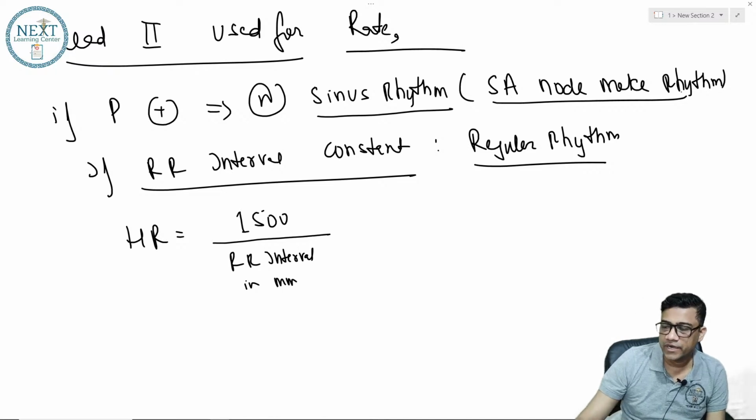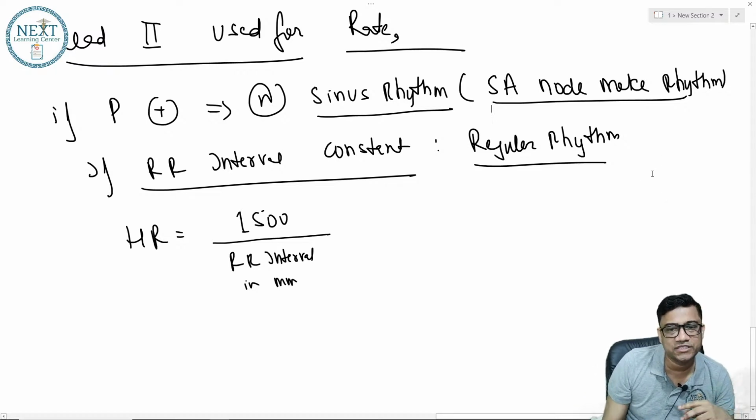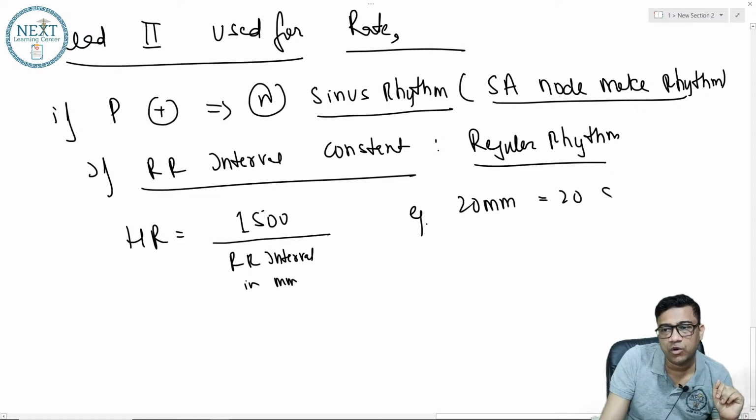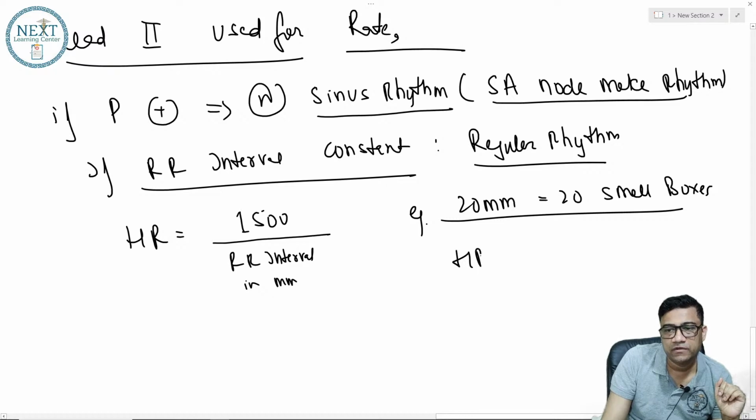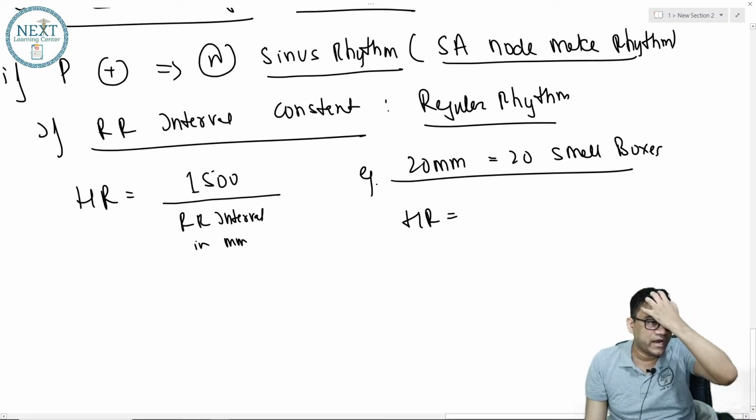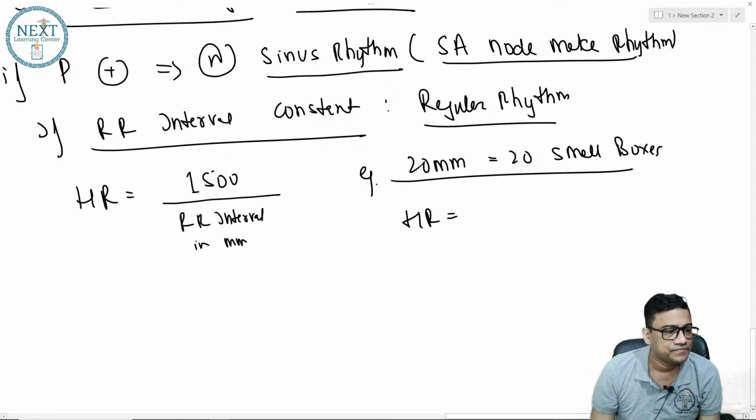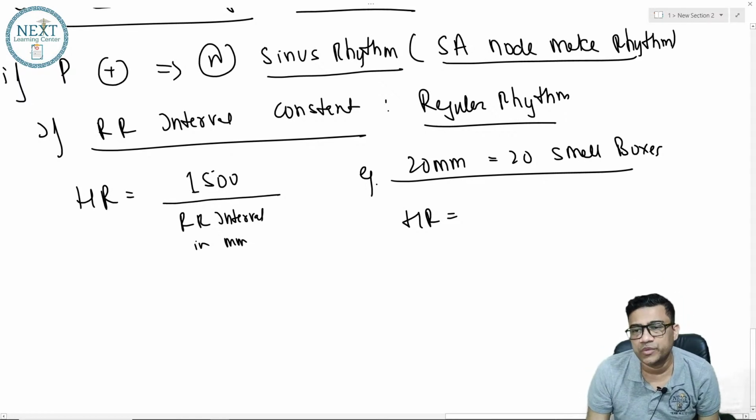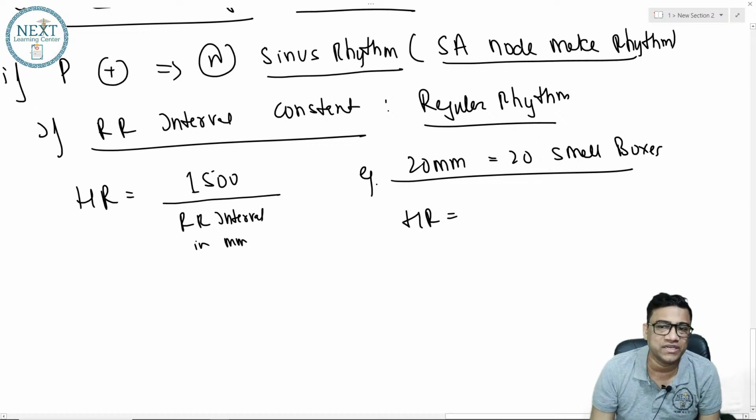Next, what else do we also see? I'll show you an ECG, you tell me. Let's say, for example, there are 20 millimeters, that is 20 small boxes. What will be the heart rate? Tell me. All of you, calculate the heart rate. If there are 20 small boxes, what is the rate?